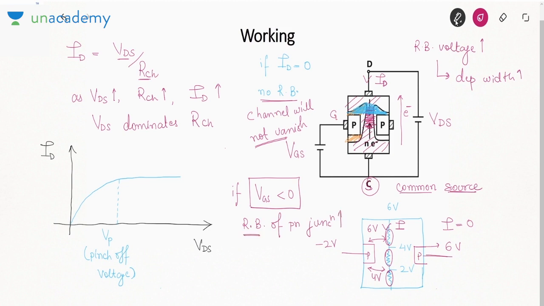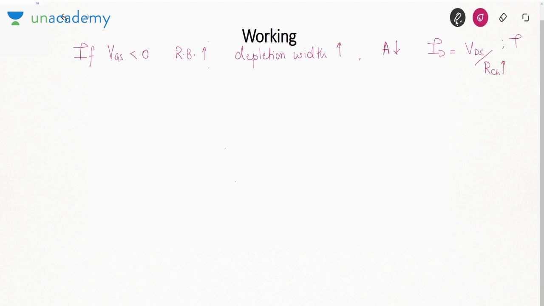If you are applying negative voltage at the P region and positive at the N region, the reverse bias will increase. If VGS is less than 0, reverse bias increases. If reverse bias increases, the depletion width of the PN junction will also increase. That means the channel area reduces. Now we know the drain current is VDS over RCH. RCH increases, so drain current reduces.